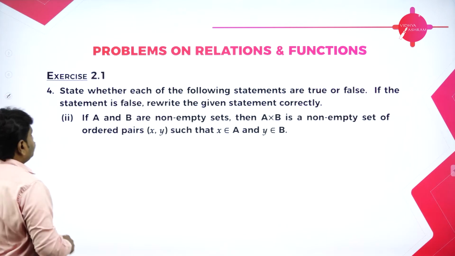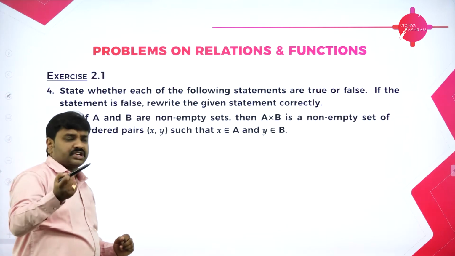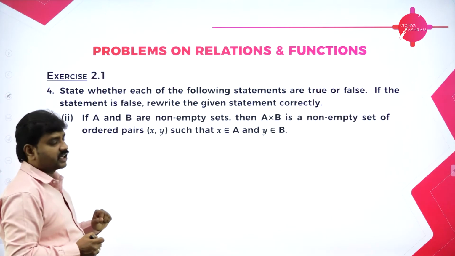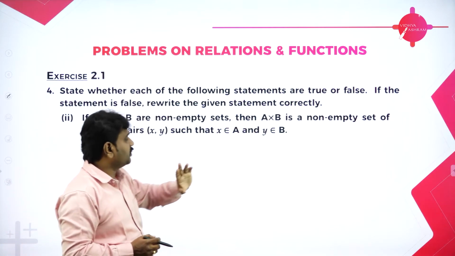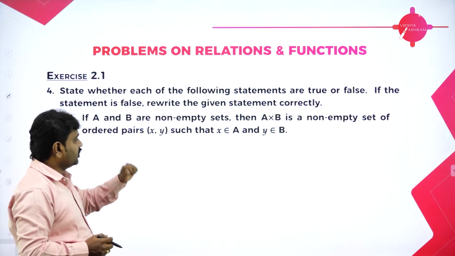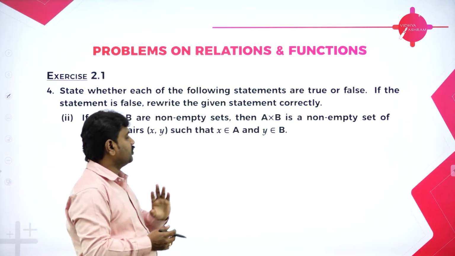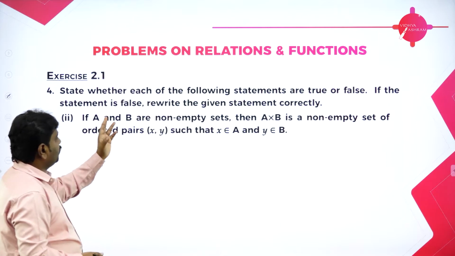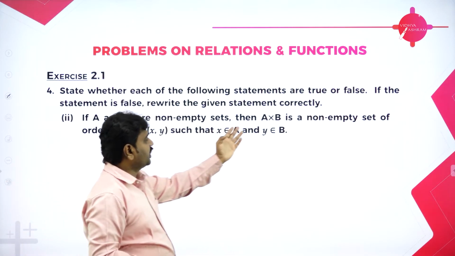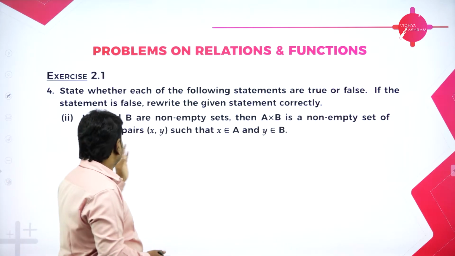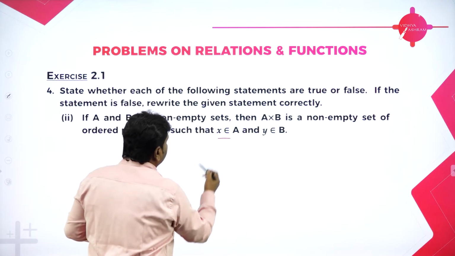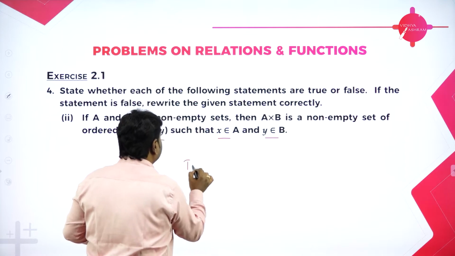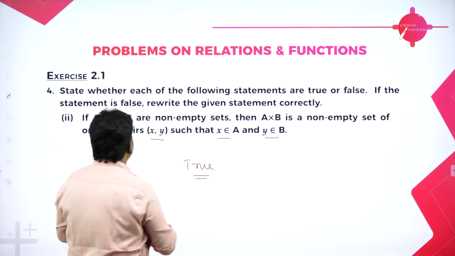Next we have the same heading. They want you to state true or false and write the correct answer. If A and B are two non-empty sets, then A cross B is a non-empty set of ordered pairs (X, Y) such that X belongs to A and Y belongs to B. See, A and B are two non-empty sets. A cross B is a non-empty set again, of ordered pairs (X, Y) such that the first belongs to the first and the second belongs to the second. True. They gave the definition of the Cartesian product.